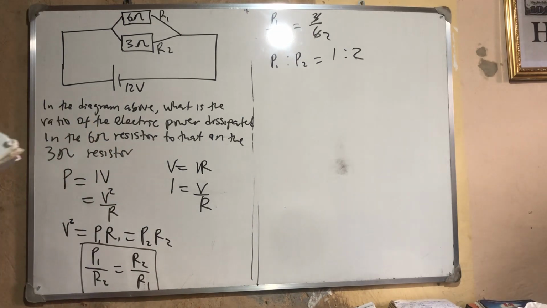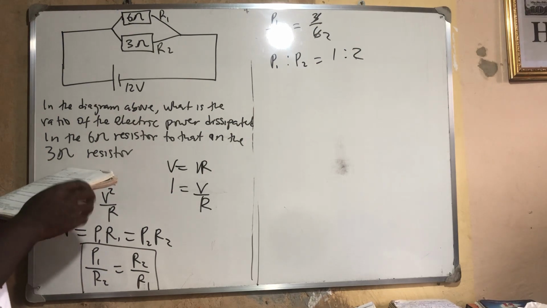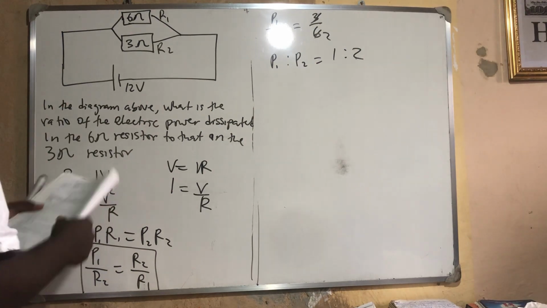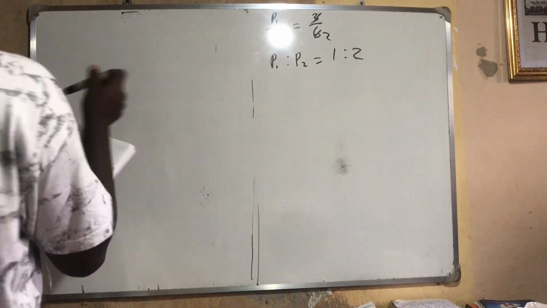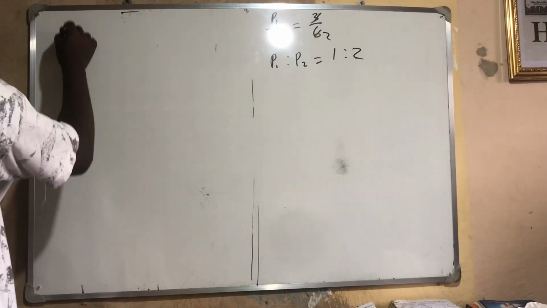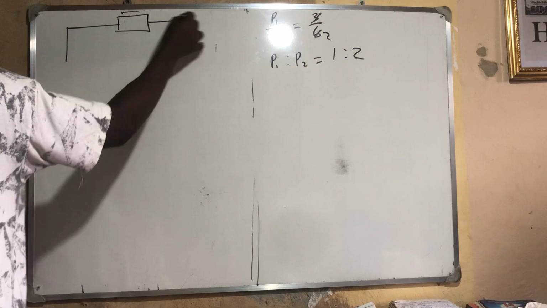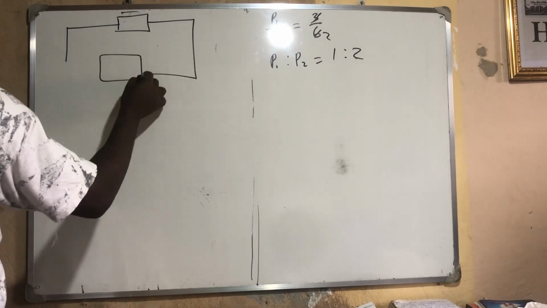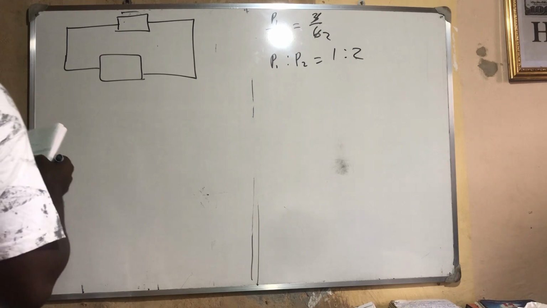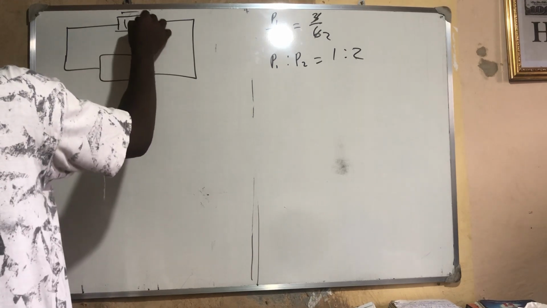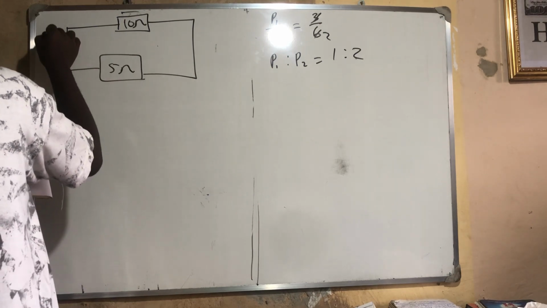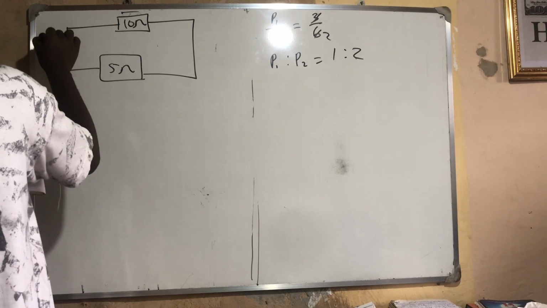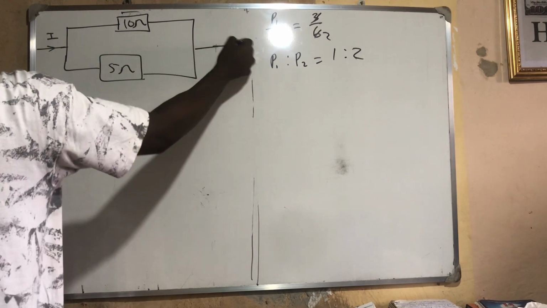Any other question? So the next question. You have learned another formula that P1 R1 is equal to P2 R2. So this is 10 ohms and this is 5 ohms. And then current enters this way. This is my current I, and then flows outside here.